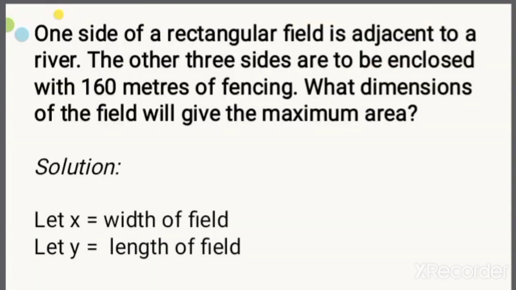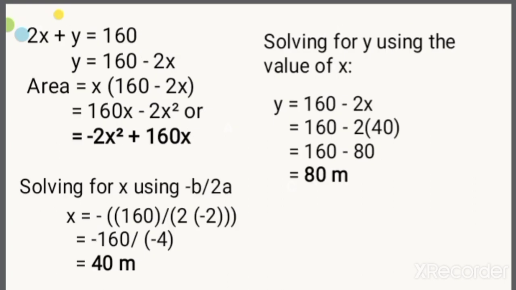One side of a rectangular field is adjacent to the river. The other 3 sides are to be enclosed with 160 meters of fencing. What dimensions of the field will give the maximum area? Let x represent the width of the field and y the length of the field. So we have 2x plus y equals 160.